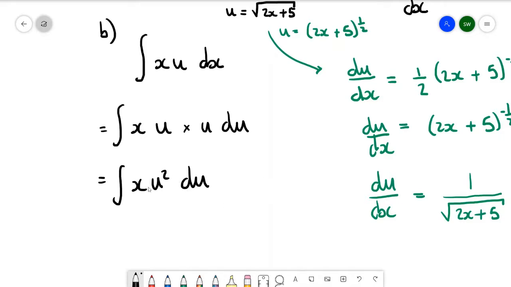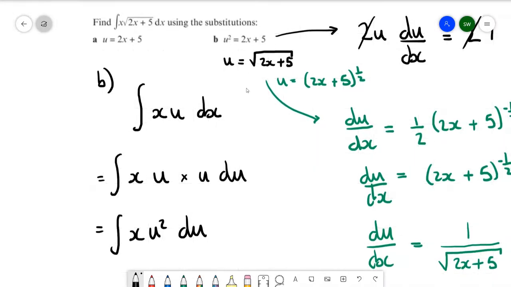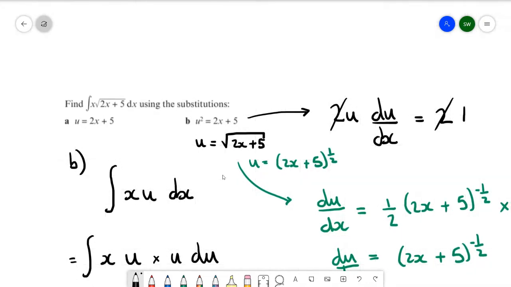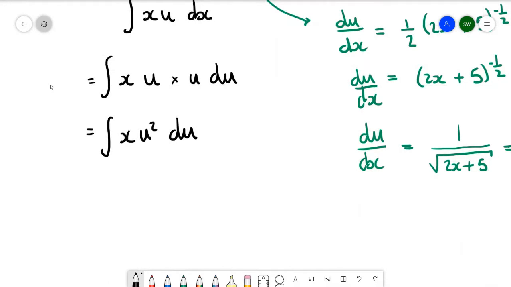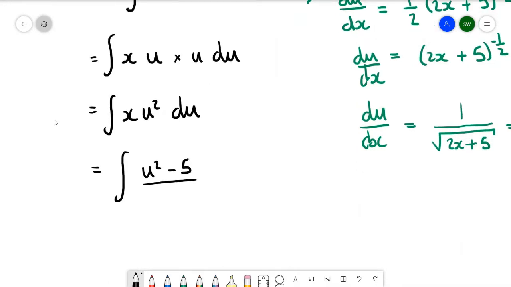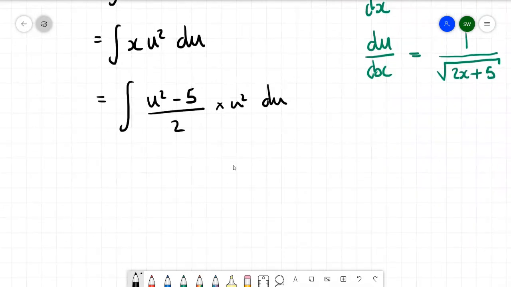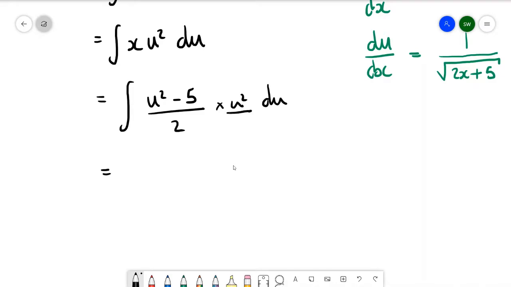Now again, this is a problem because we haven't managed to eliminate x, but what we can do is we can rearrange our substitution to make x the subject. So we know that u squared minus 5 over 2 is equal to x if we rearrange our substitution. So let's sub that in. So we've got u squared minus 5 over 2 times u squared du. And then again, we can multiply out the numerator. We can think about it like that. So on the top, we're going to have u to the power of 4 minus 5u squared over 2.